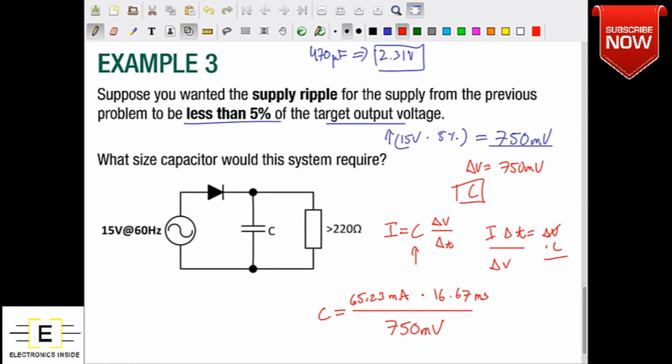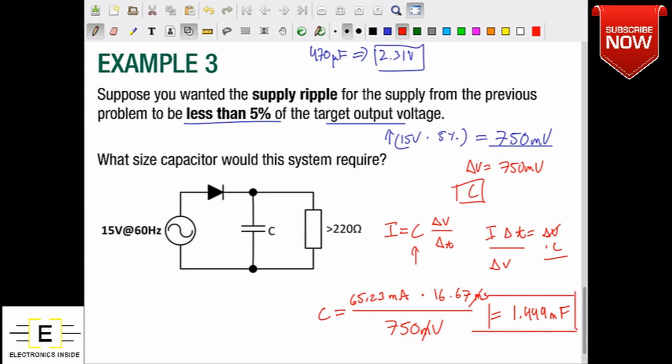Okay, and if we solve this equation, a milli and a milli cancel out, and we wind up with 65.23 milliamps times 16.67 seconds divided by 750 volts. If we plug that into a calculator, we find a value of 1.449, and we still have a milli left over, so milliamps seconds divided by volts, and that gives us a farad. So we wind up with a capacitance of 1.449 millifarads.